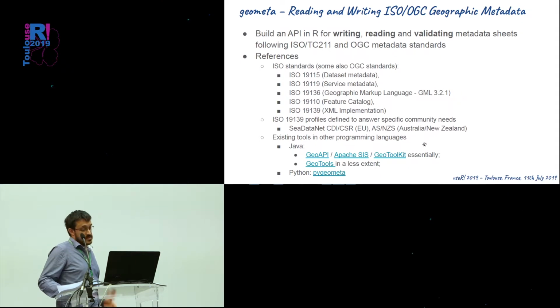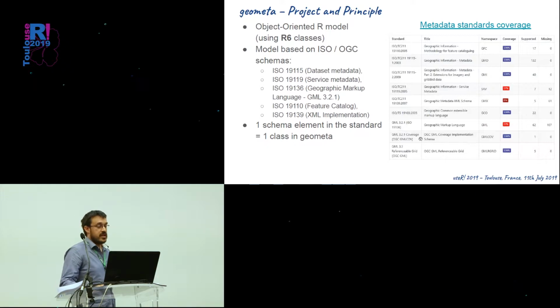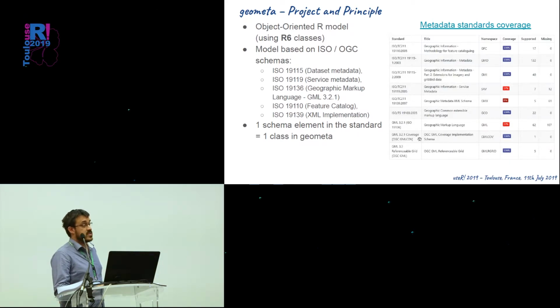And until a few years ago, this capacity was only possible with robust Java software or Python. So the principle of geometa is that we use R6 classes, so it's an object-oriented R model, and for each element in the standard, you will have one class. So on the right, you have the inventory of all the classes that are supported.